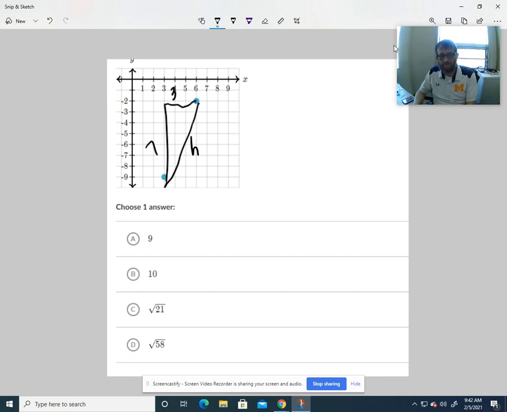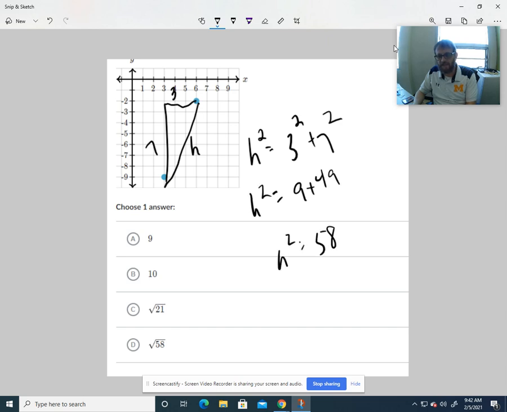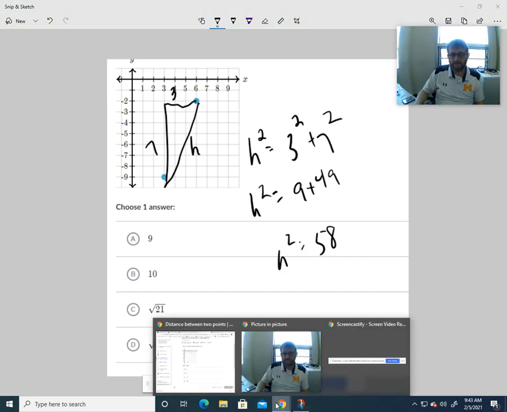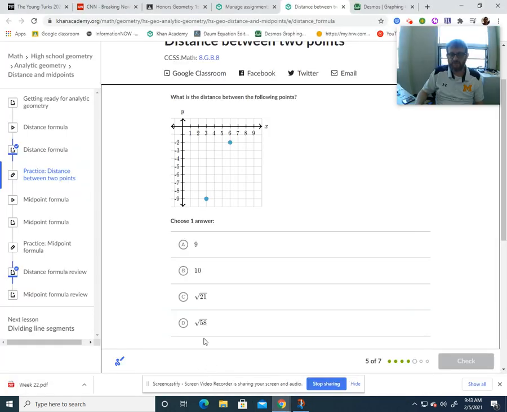So this is my hypotenuse. H squared equals 3 squared plus 7 squared. That's 9 plus 49. So H squared is 58. And so my answer is indeed the square root of 58. Now, this is the answer I would leave this way, because if you try to break 58 down, it won't simplify at all. It's just 2 times 29, and there's no simplifying there.